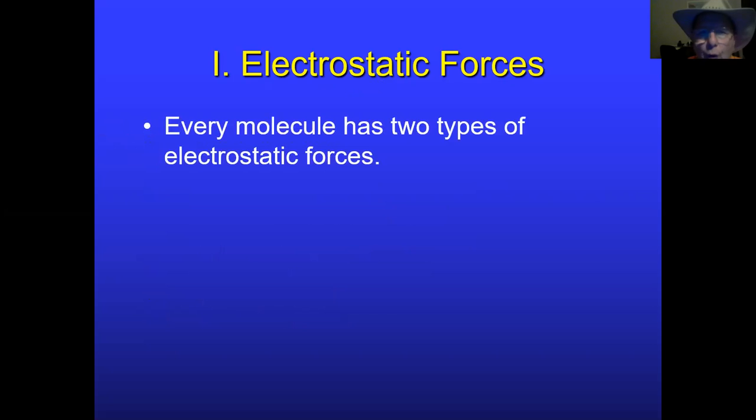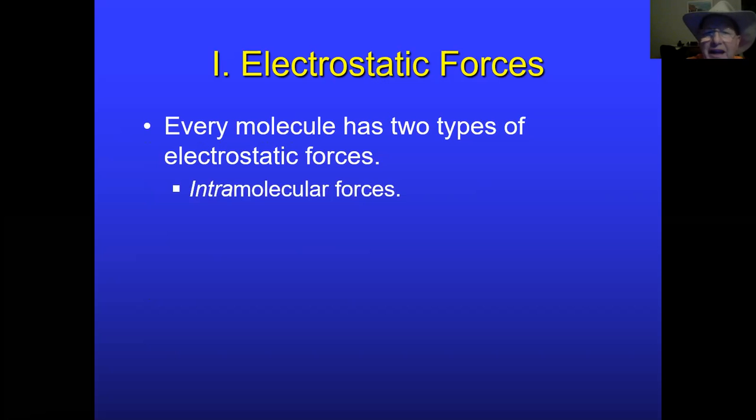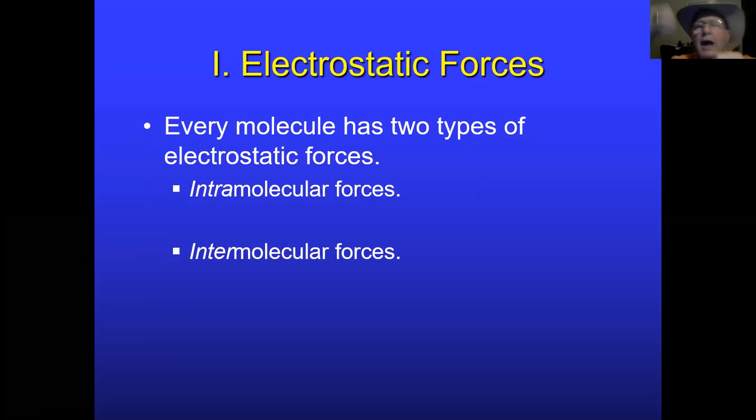So every molecule has 2 types of electrostatic forces. There are intramolecular forces and intermolecular forces. Intramolecular forces are the forces that occur within the molecule. We're talking bonds. Intermolecular forces deal with the force one molecule has on another molecule.